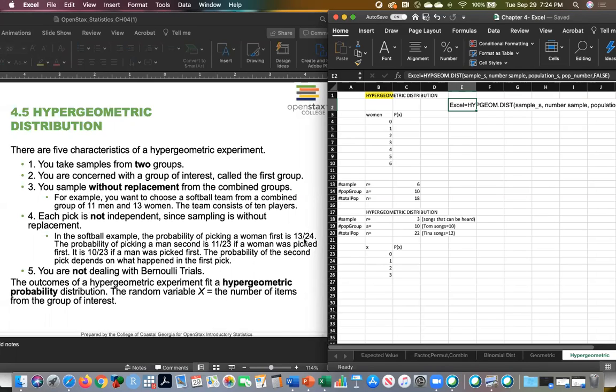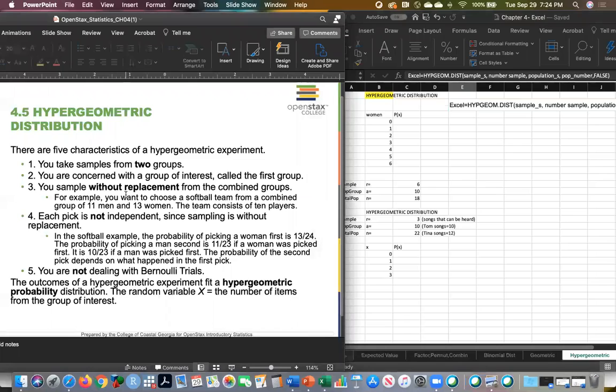So the first pick is going to be 13/24, but then the probability of picking a man is 11/23. Every time you pick a person, you are not replacing it, so the probabilities are going to be changing, right? So this is not an independent event. The outcomes of a hypergeometric experiment fit a hypergeometric probability distribution. The random variable is the number of items from the group of interest.